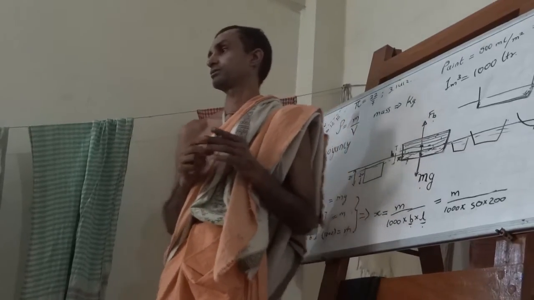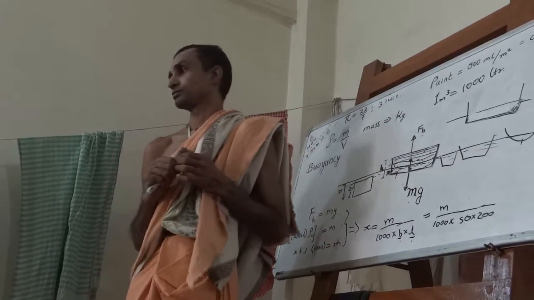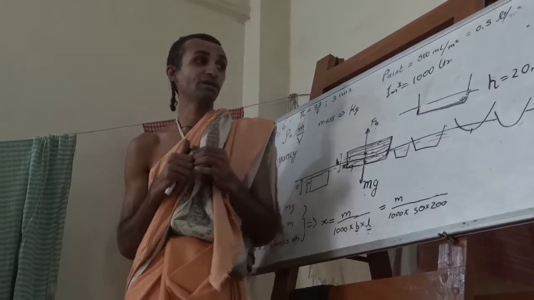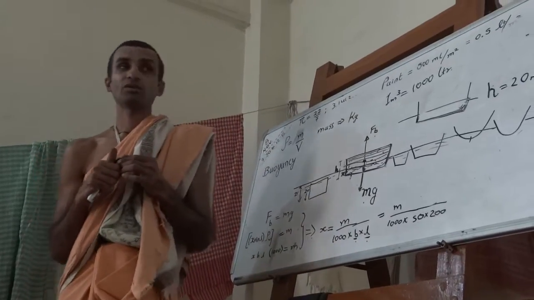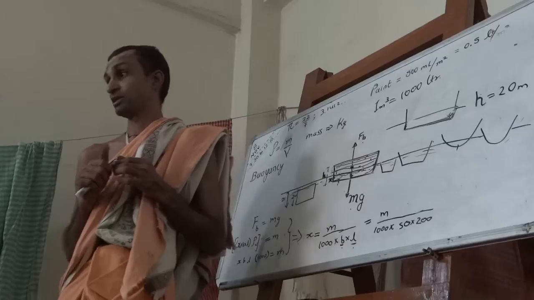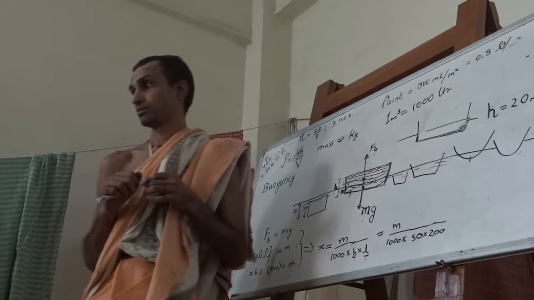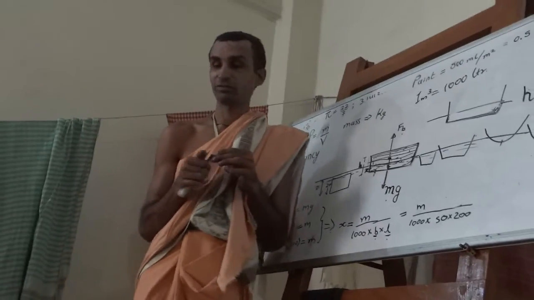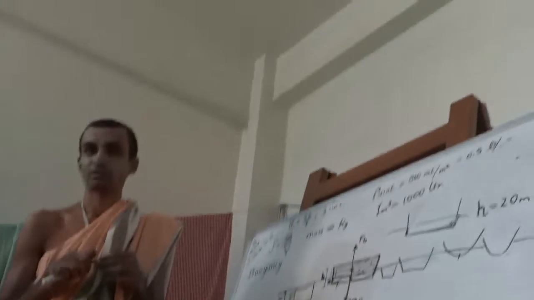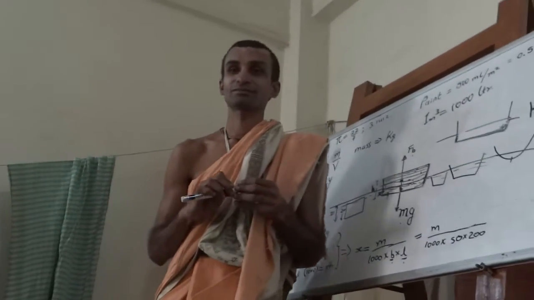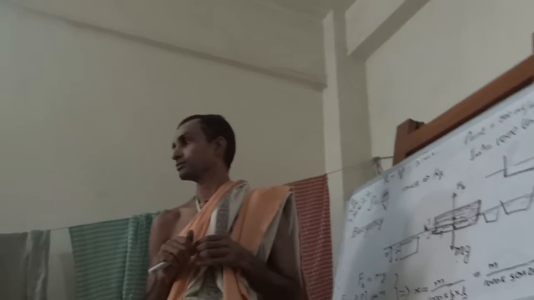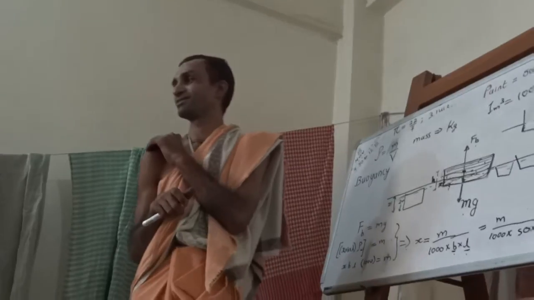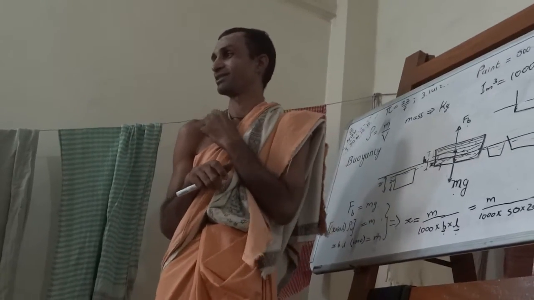So what is the meaning of seasoned wood? Why are we making iron boats? Iron is more durable than wood. Is iron easily available? There are so many trees, so much wood, more than iron. So why are we using iron rather than wood?